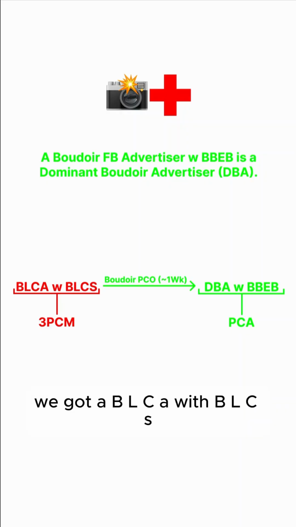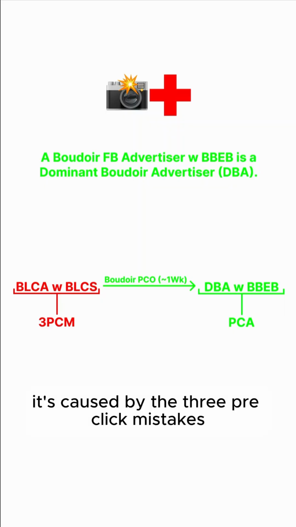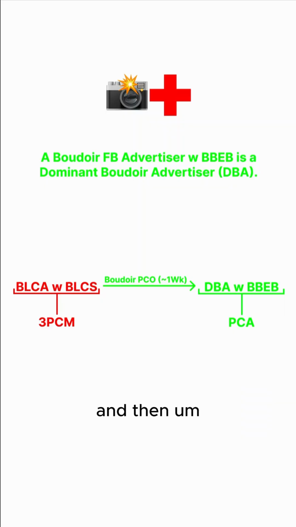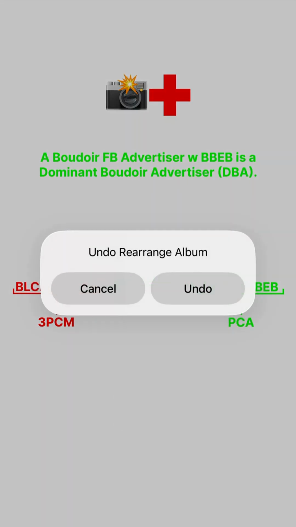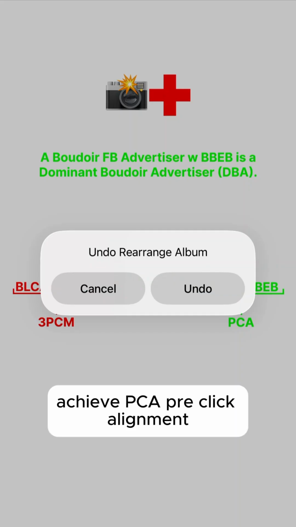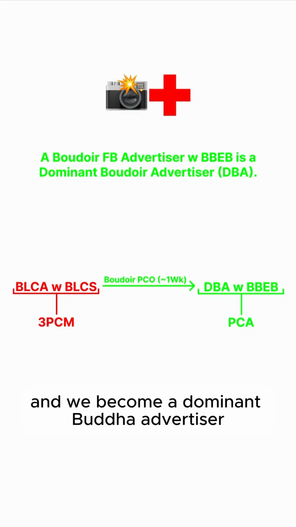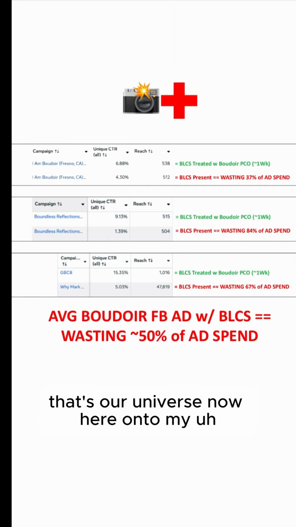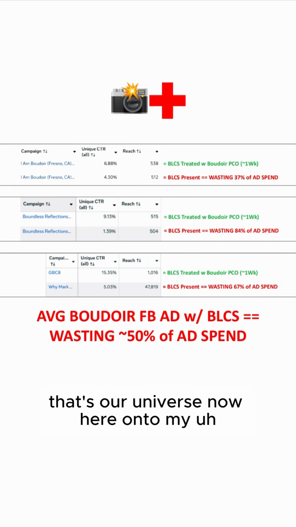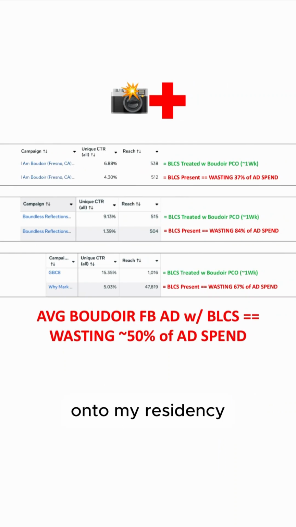We got a BLCA with BLCS. It's caused by the 3 pre-click mistakes. And then our solution is Boudoir Pico. It takes about a week. We achieve PCA, pre-click alignment, and we become a dominant Boudoir advertiser with Boudoir brain entry boost. So that's our universe. Now onto my residency.